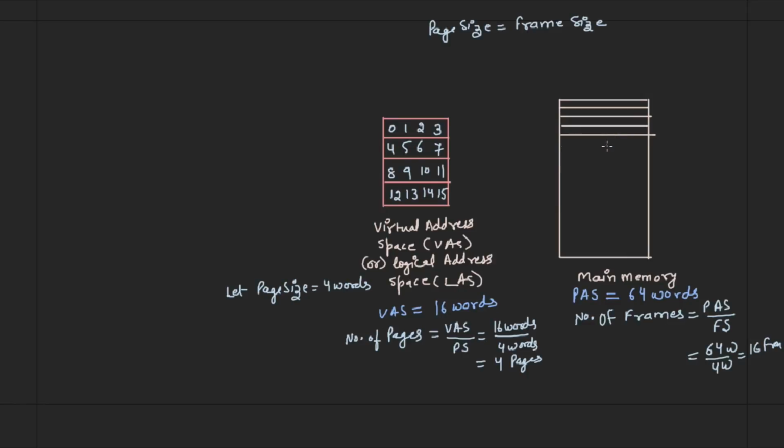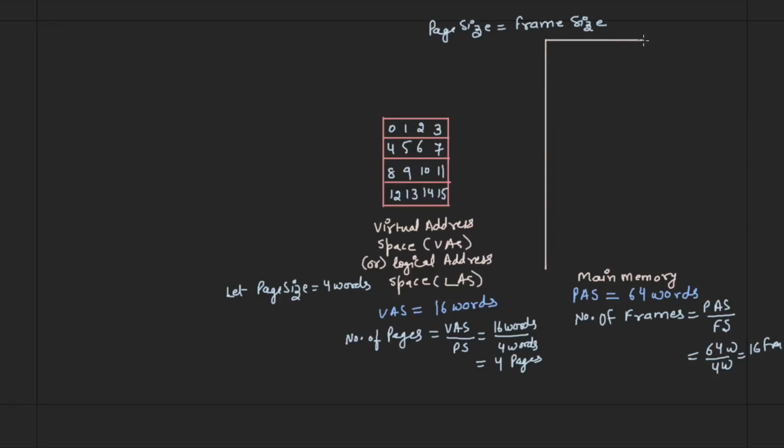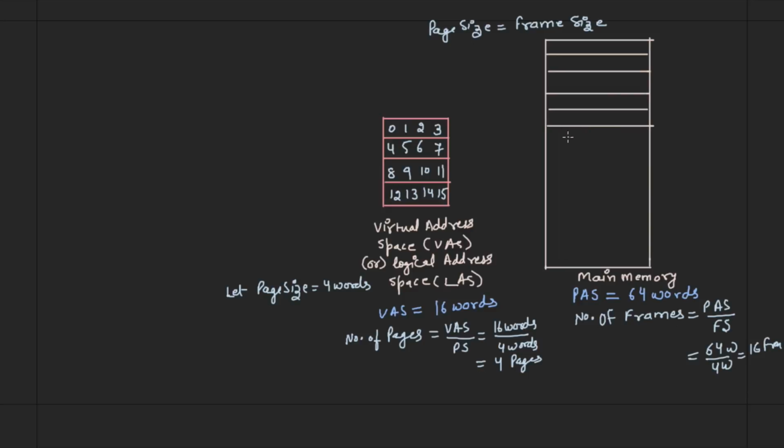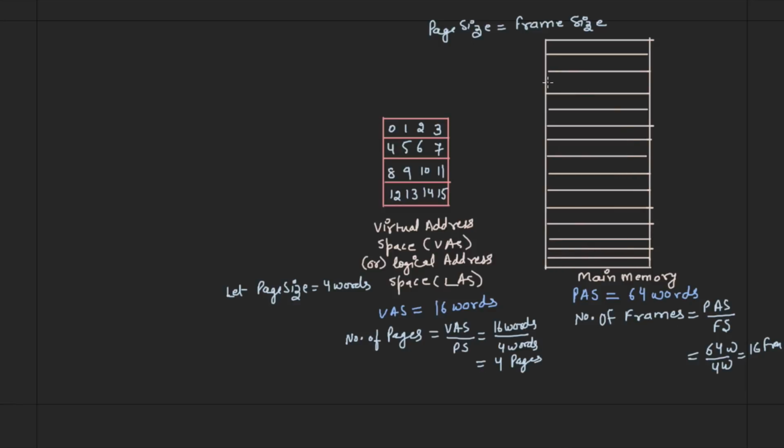Let me do one thing. Let me draw a bigger diagram of this. That will be easier to draw and understand. So this is your main memory. It will be divided into 16 frames. So it is frame number 0, frame number 1, frame number 2, frame number 3, frame number 4, frame number 5, 6, 7, 8, 9, 10, 11, 12, 13, 14, and we require one more, 15.